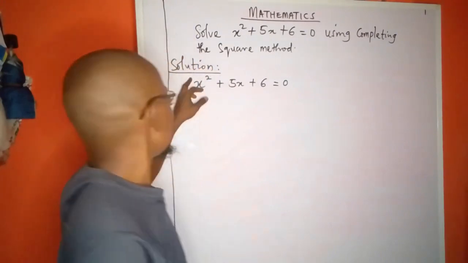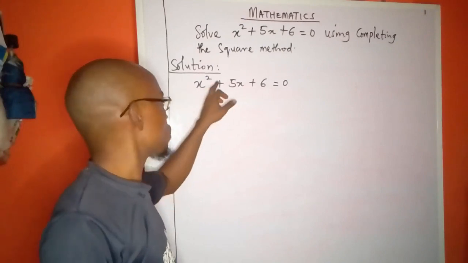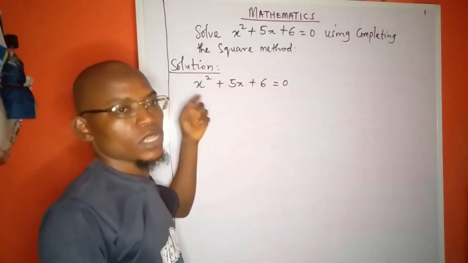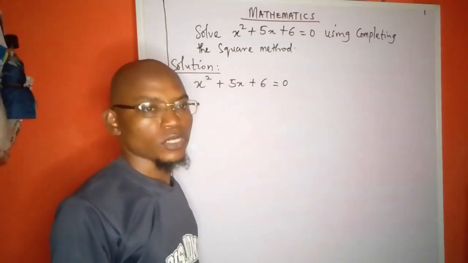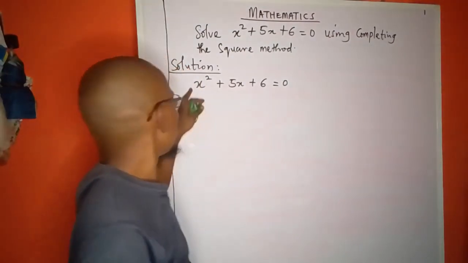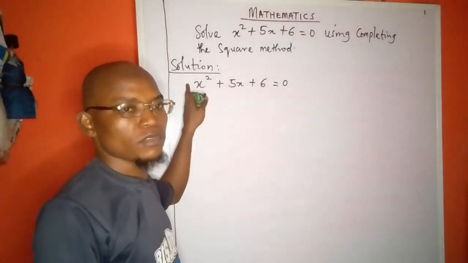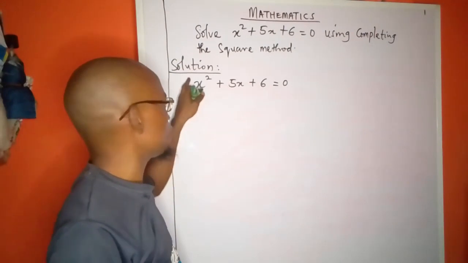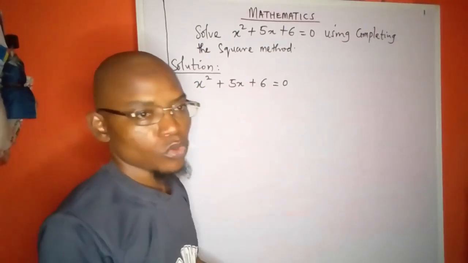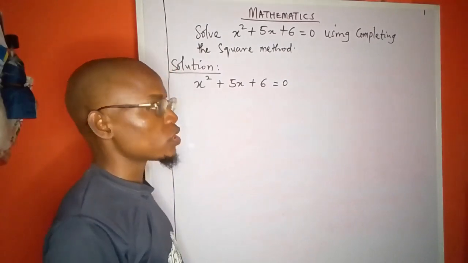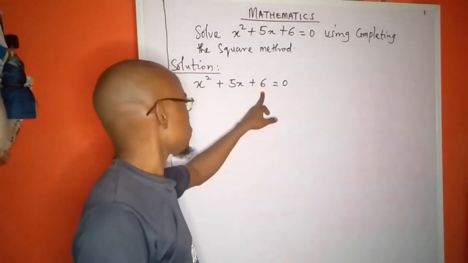But if the coefficient of x squared is not 1, there is a way in which you go about it. So for this, we look at the coefficient of x squared. What do we have there? The coefficient is 1, which means we can progress to step 2. And what will be step 2? Step 2 is we now go to the constant.